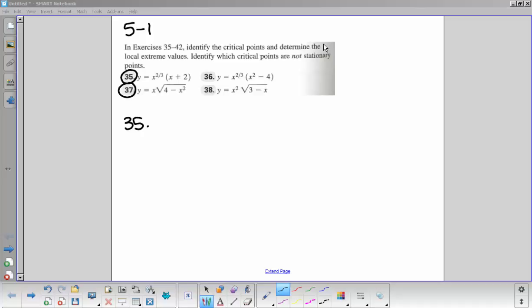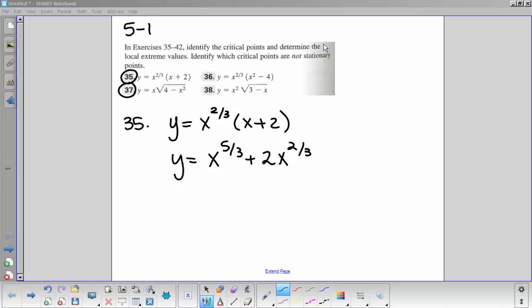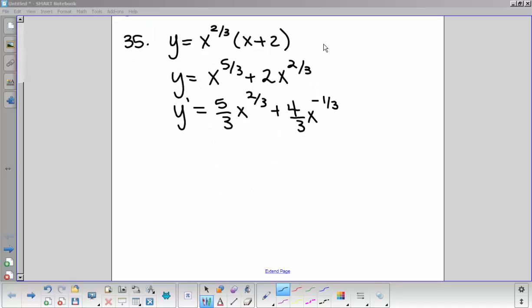Okay. So the function is y equals x to the 2/3 times x plus 2. And I don't want to take the derivative of that using the product rule. So let's distribute. We get y equals x to the 3/3 times x to the 2/3, which is x to the 5/3, plus 2x to the 2/3. And now I'll take the derivative of that. That's going to be 5/3 x to the 2/3 plus 4/3 x to the negative 1/3.